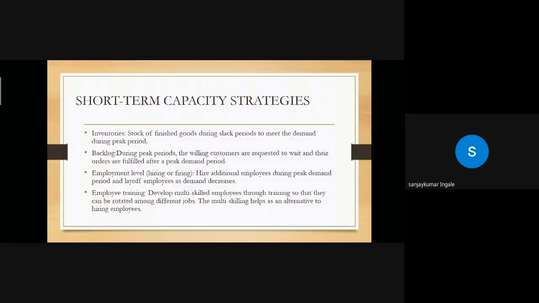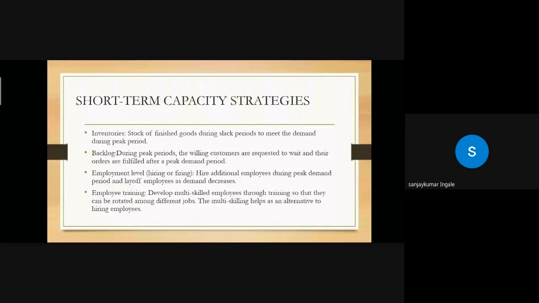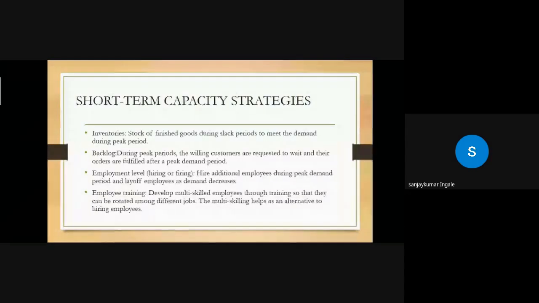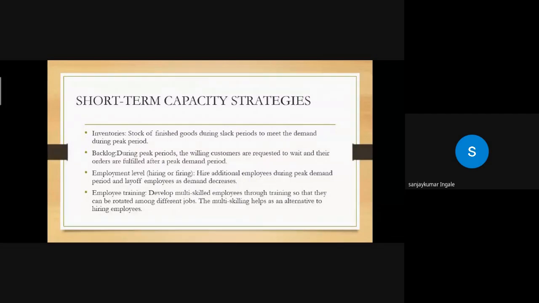Now here is the short-term capacity strategy in which there are also different processes like inventories, backlog, employment level, employee training. In inventory, a stock of finished goods is built during slack period to meet the demand during peak period. And in backlog, during the peak period, willing customers are requested to wait and their orders are fulfilled after the peak demand period. Now in employment level, additional employees are hired during peak demand period and employees are laid off as demand decreases. In employee training, multi-skilled employees are developed through training so that they can be rotated among different jobs. The multi-skilling helps as an alternative to hiring employees.